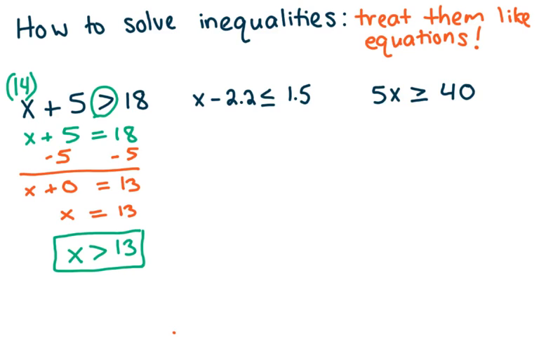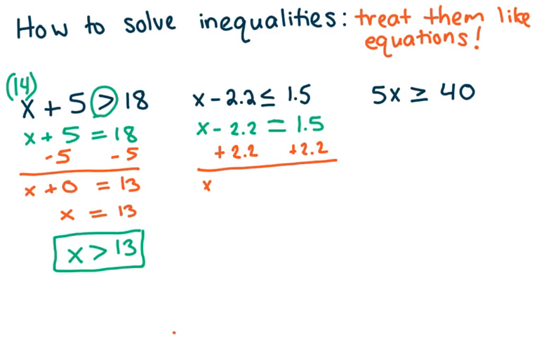Our next problem is x minus 2.2 is less than or equal to 1.5. So just like before, we're going to treat it like it's an equation instead. x minus 2.2 is equal to 1.5. And now we're going to solve it. We need to do the inverse operation of minus 2.2 so that we can isolate the variable, or get it alone. We're going to do addition of 2.2 on both sides to keep the equation fair and balanced.